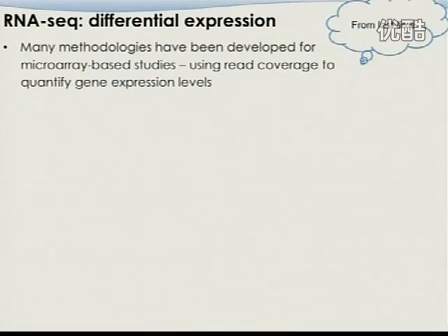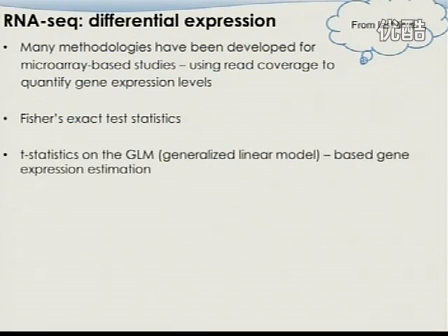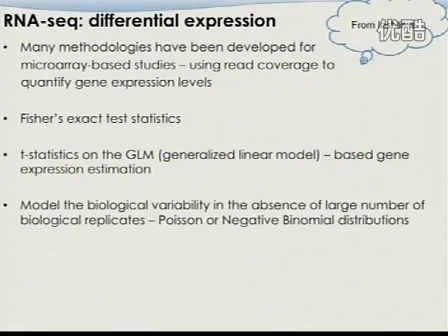And after we get the gene expression levels, we want to calculate the differential expression. So you have two conditions, and which genes are differentially expressed between the two conditions. There are many methodologies that have been developed for array-based studies using read coverage to quantify gene expression levels. Sometimes we can use those techniques, like the t-test, as long as your sample size is big enough. Or we briefly mentioned Fisher's exact test, or the t-test based on the generalized linear model, to identify the gene expression estimation. If you don't know what that is, go back to your notes to look at that.